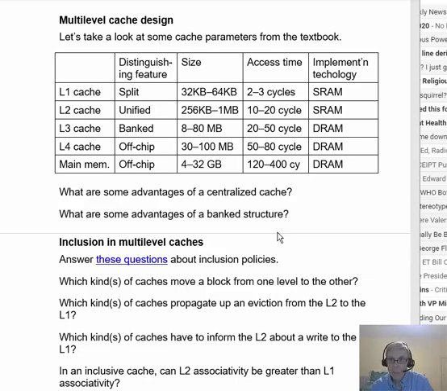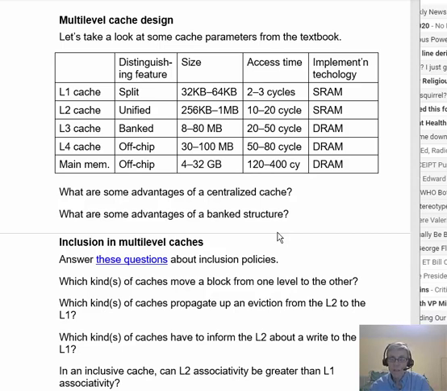Now let's take a look at some typical cache parameters. Notice that the caches range in size from 32K at the L1 level to 100 megabytes at the L4 level for those machines that have an L4. Main memory, on the other hand, tends to be between 4 and 32 gigabytes. It could be larger, but most systems have memory somewhere in that range.